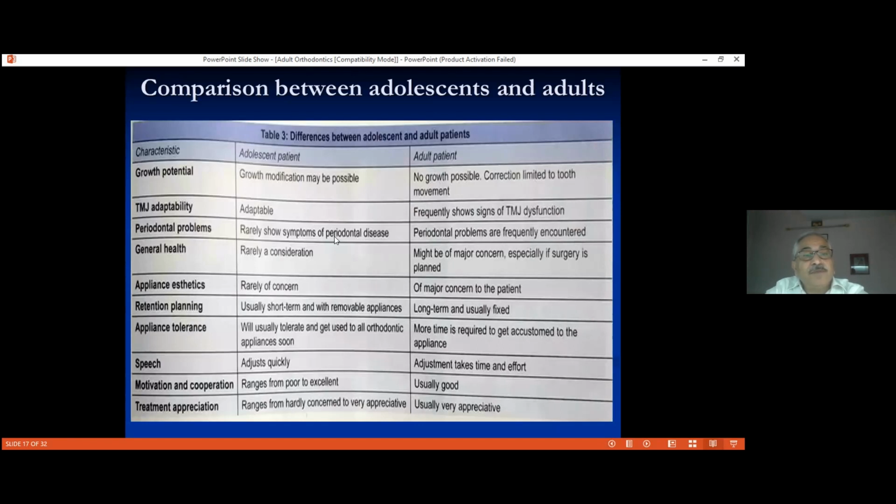Periodontal problems rarely show symptoms of periodontal disease in adolescents, whereas predominantly you will see most of the adult cases have some periodontal problems, which are frequently encountered. General health is really a consideration, might be a major consideration in adult patients, especially if surgery is planned.